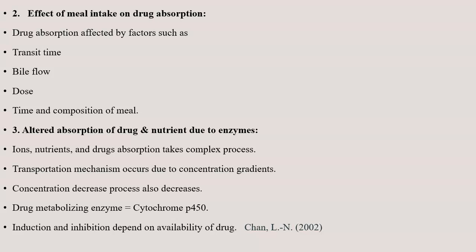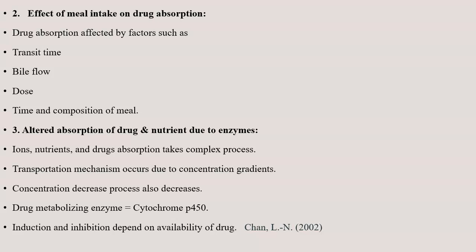Thirdly, we have altered absorption of drug and nutrition due to enzymes. There are processes such as transportation of ions, nutrition, and drugs affecting absorption. A transport mechanism occurs due to a concentration gradient, so if the concentration of drug and nutrition decreases, the process also decreases. A famous enzyme which helps in metabolization in epithelial tissue is cytochrome P450. Induction and inhibition of this enzyme depends on the bioavailability of the drug.